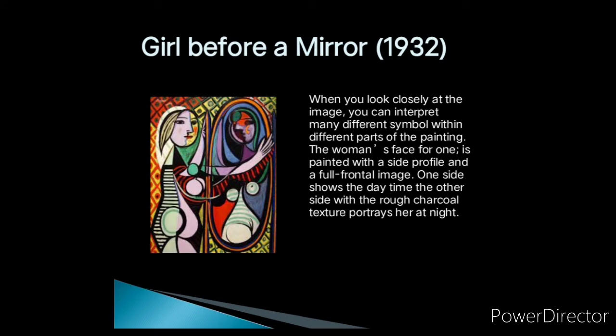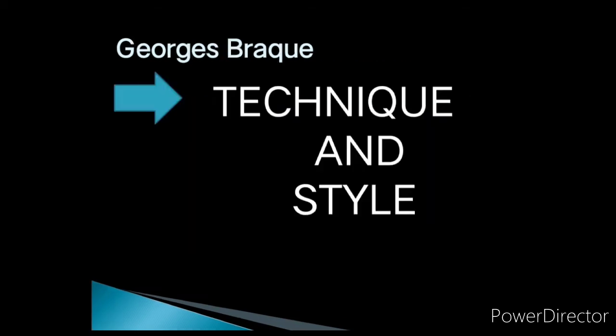Last is The Girl Before a Mirror in 1932. When you look closely at the image, you can interpret many different symbols within different parts of the painting. The woman's face, for one, is painted with a side profile and a full frontal image. One side shows the daytime, the other side with a rough charcoal texture portrays her at night.